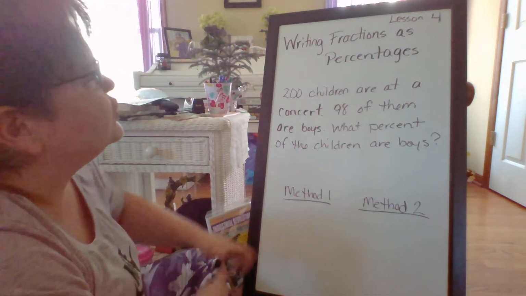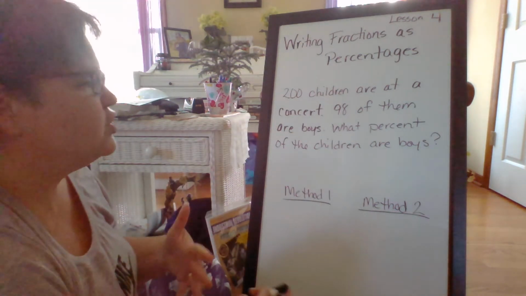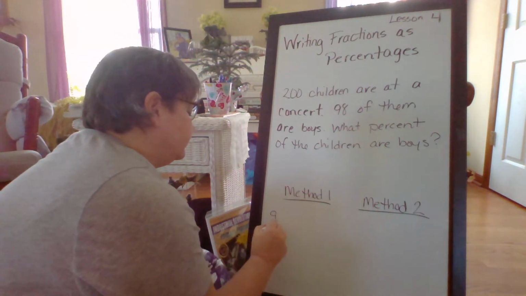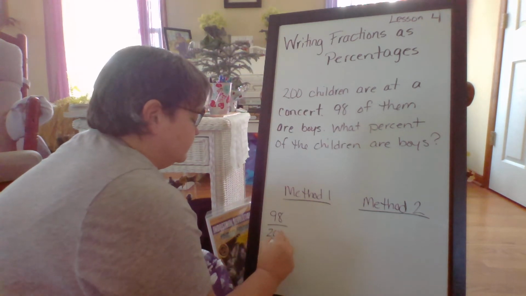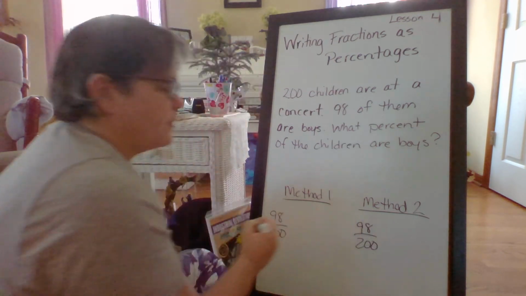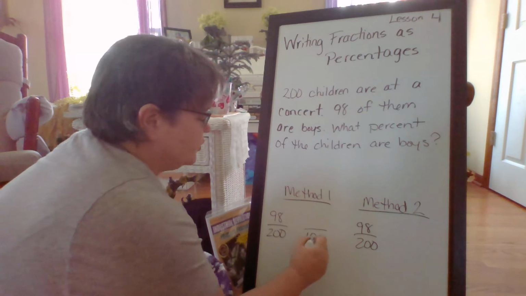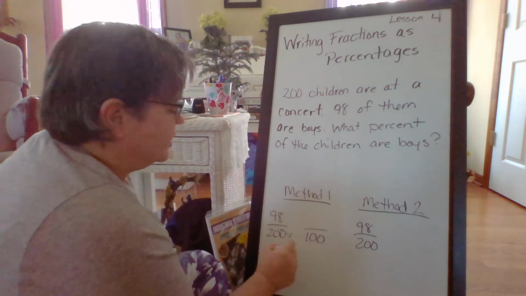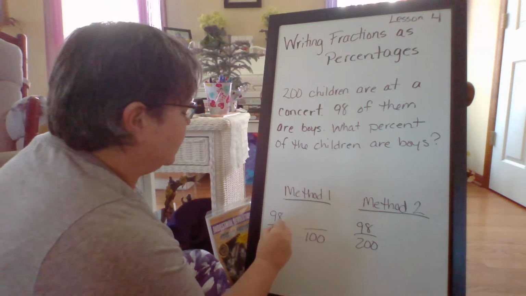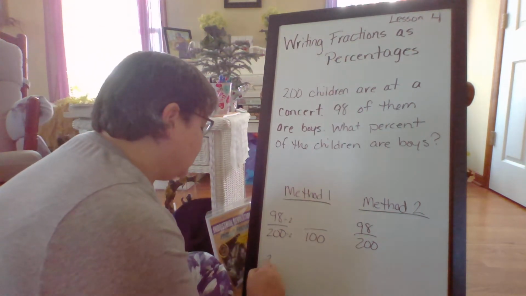All right, so I have 200 children at a concert, and 98 of them are boys. What percent of the children are boys? So here I have 98 out of 200. With method 1, how can I get that 200 to 100? Well, I can divide by 2, because 100 times 2 will give me 200. So 200 divided by 2 is 100, and I have to divide the top number by the same. So I'm going to say 2 into 98.